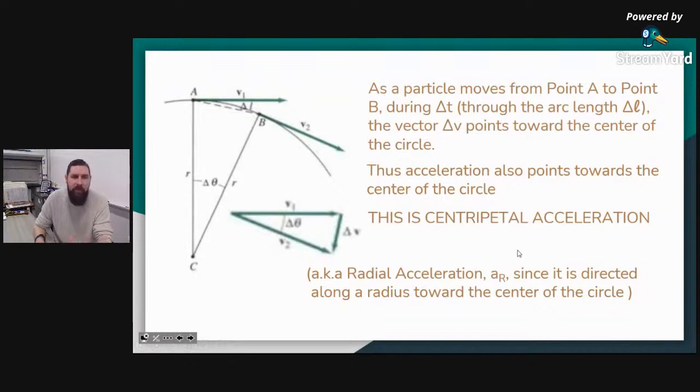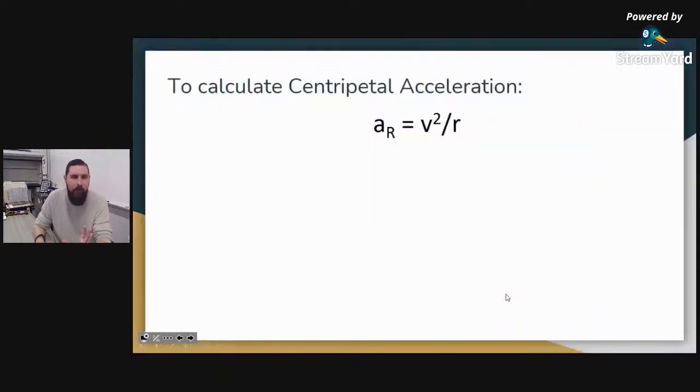But for the purpose of this video, I'm going to go on and use A sub r, but you can see it both ways. So now we've got kind of an idea of where centripetal acceleration comes in. How do we calculate it? Well, to calculate centripetal acceleration, we use this equation: A sub r equals v squared per r.